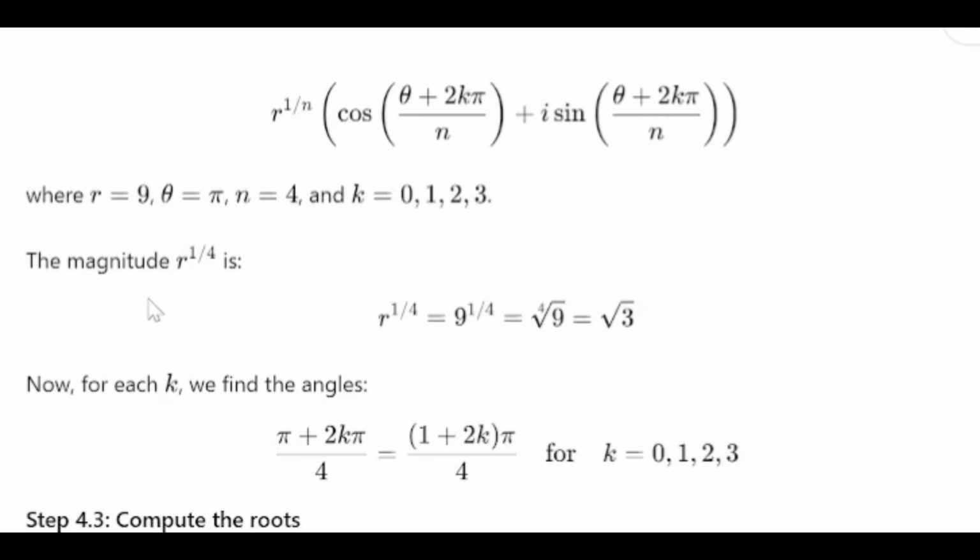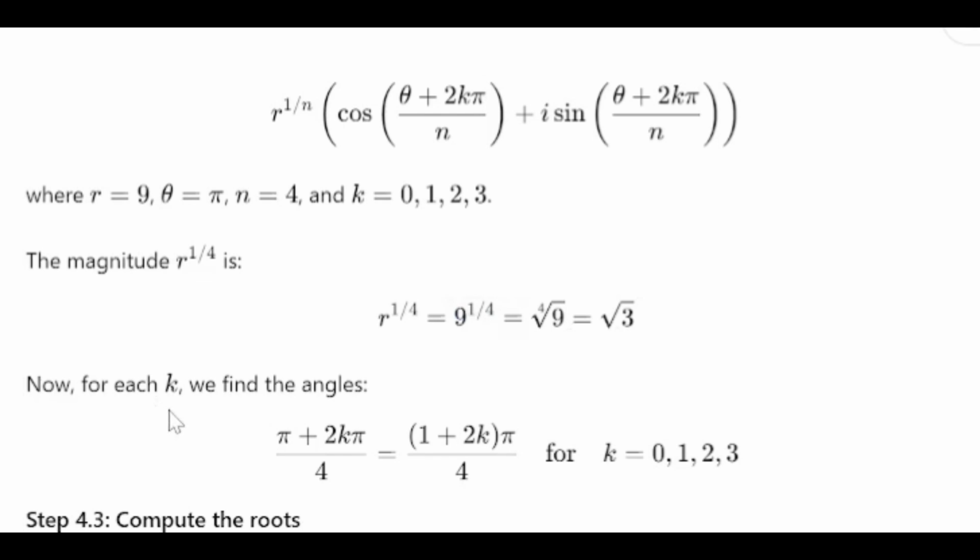Now, the magnitude r to the power of 1 divided by 4 is equal to 9 to the power of 1 divided by 4, which is equal to the fourth root of 9. This can be written as the fourth root of 9, which is equal to the square root of 3.